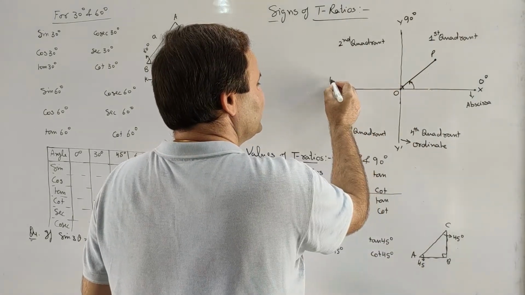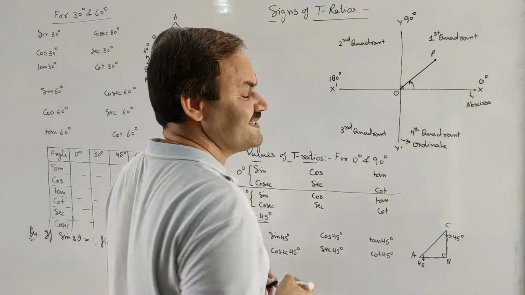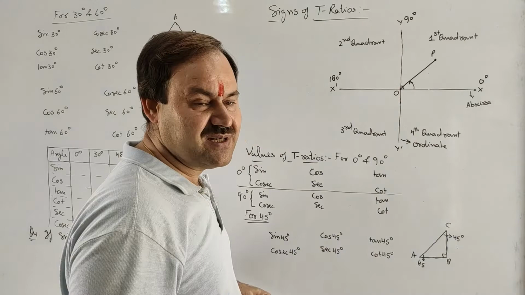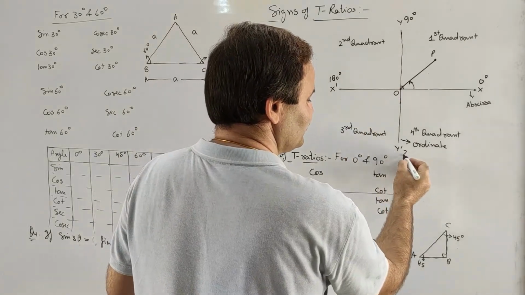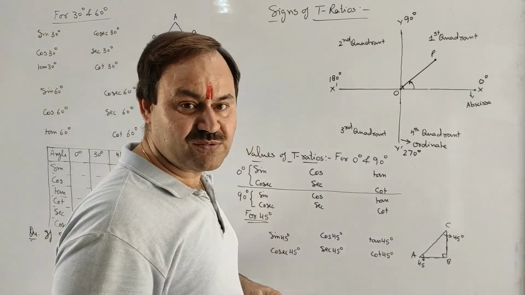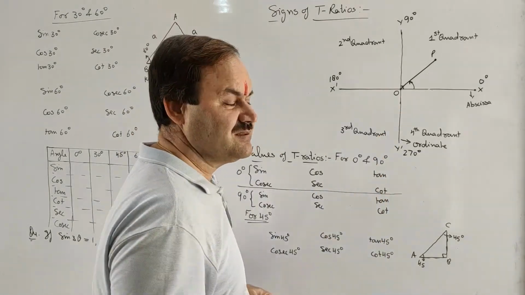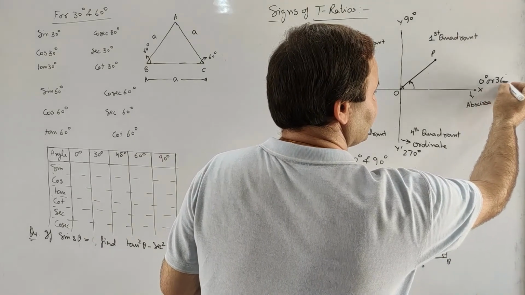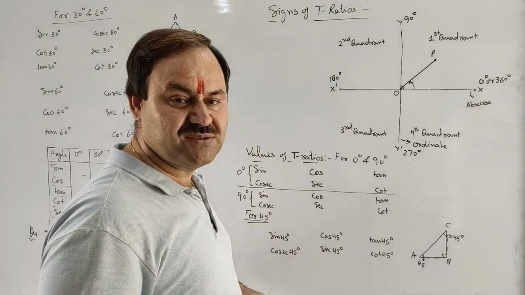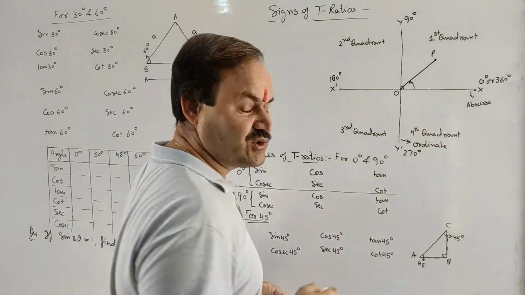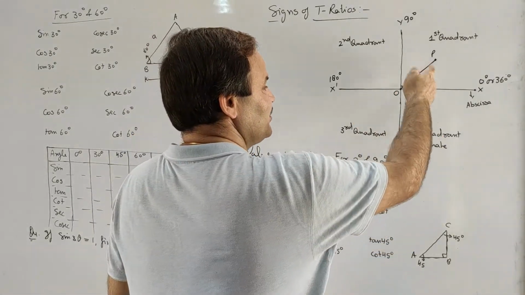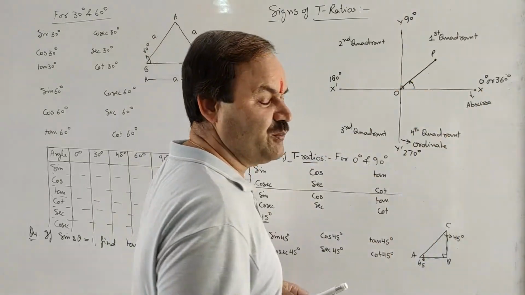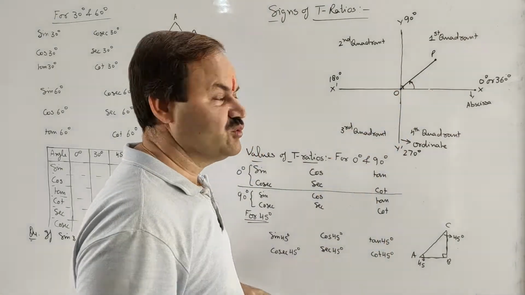Now 90 degree to 180 degree, that is, the second quarter rotation of the line, will represent second quadrant. 180 to 270 degree, the third quarter rotation, means third quadrant, and finally 270 degree to 360 degree, the last quarter rotation, will form fourth quadrant, and 0 to 360 degree means one complete rotation of line OP about point O.